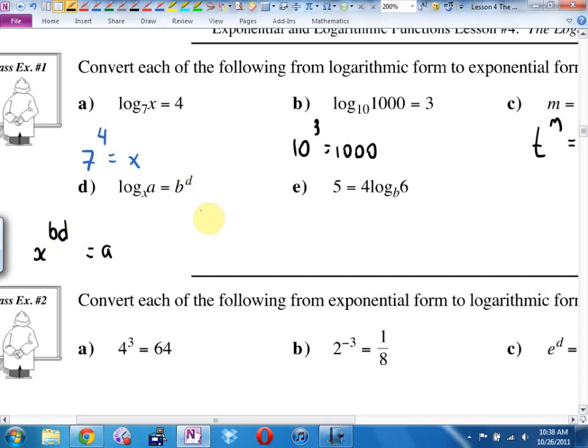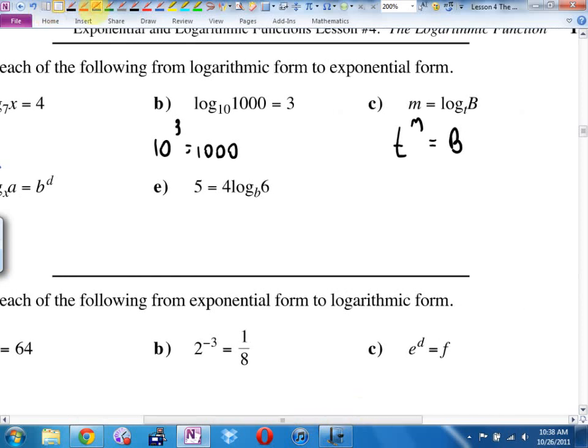E. Before I can do E, I need to get the log by itself. What's the 4 doing to the log in front mathematically, do you think, from all your years of math experience, when there's no sign there? Timesing. How to move the 4 over? First thing I'm going to do is this: 5 over 4 equals log base b of 6. Now, what to the power of what equals what? b to the power of 5 over 4 equals 6.